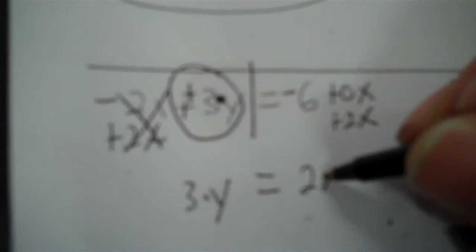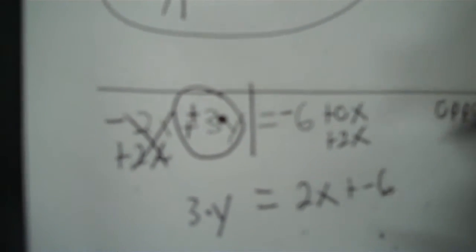So negative 2x, we will add 2x. And then we don't have an x over there, so I make a 0x, because I can't add it to negative 6. Negative 6 is not multiplied by x, the 2 is. So we have 3 times y. 0 plus 2 is 2x plus a negative 6. Now divide all of these by your 3.